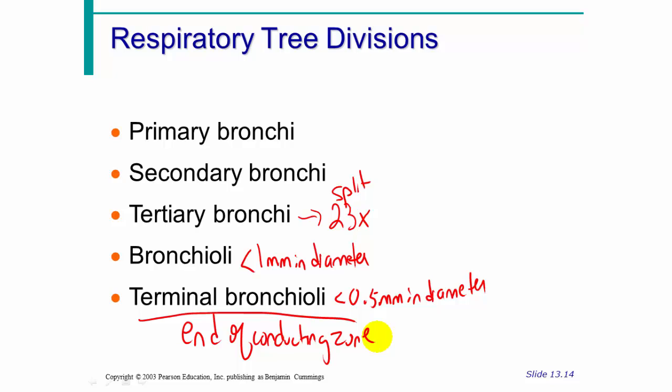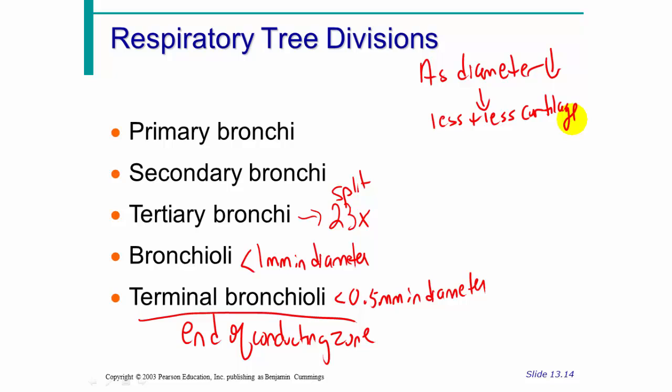One thing that you'll notice as you move from the larger bronchi to the smaller bronchioli is that there are some tissue changes. As the diameter of these tubes decreases, you find less and less cartilage. By the time you get to the bronchioli, there is no cartilage in these tubes anymore. There's just some elastic fibers. In addition, the type of cell that lines these tubes changes and becomes thinner and thinner.